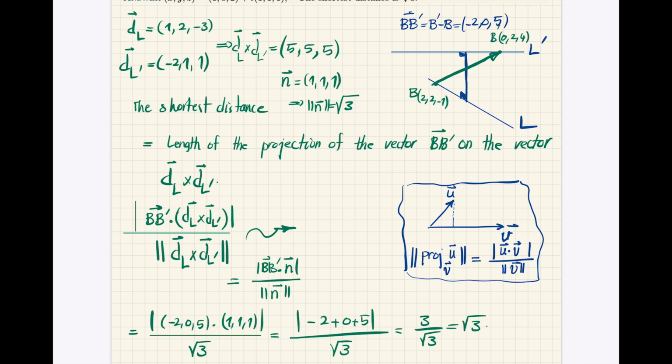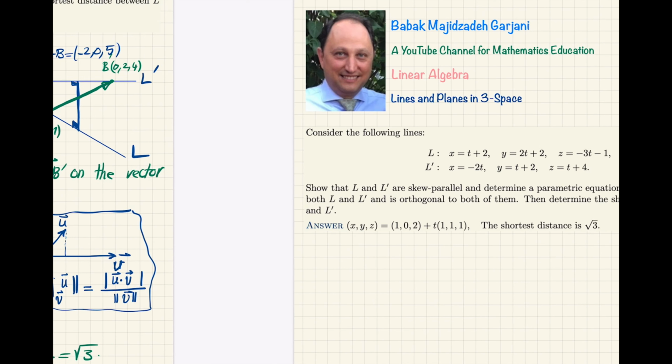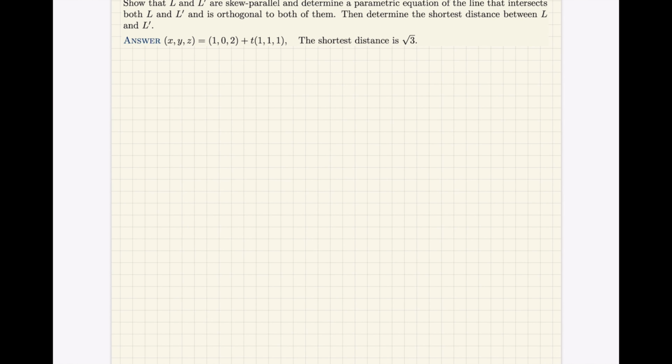Even another way to find the shortest distance between two skew lines is what I want to describe here. So again, I will have this line L prime, and then this is L. This time I will try to find an equation of a plane that contains the whole of L and is parallel to L prime.